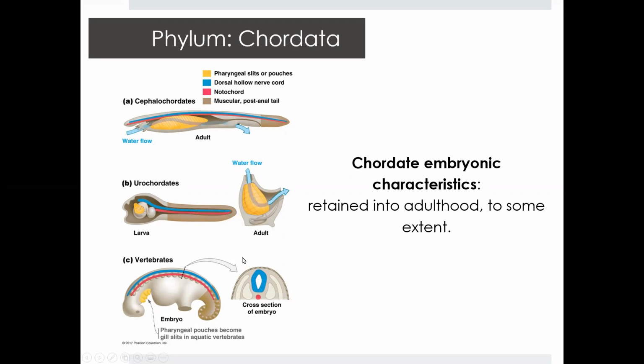And that's also true for vertebrates. You can think of us, we have pharyngeal slits during development, but they don't turn into gills. We don't have gills as adults. So depending on the organism, not all of these chordate embryonic characteristics are retained into adulthood, but they are present in our developing embryo at some point during development. But we'll talk about more of that in some of the other labs.